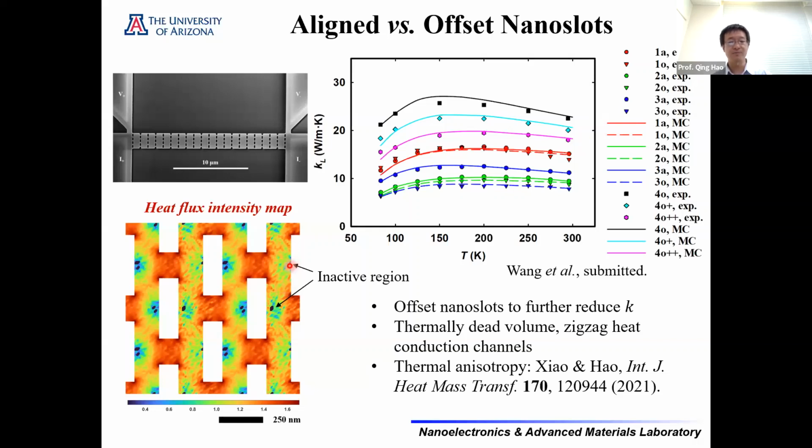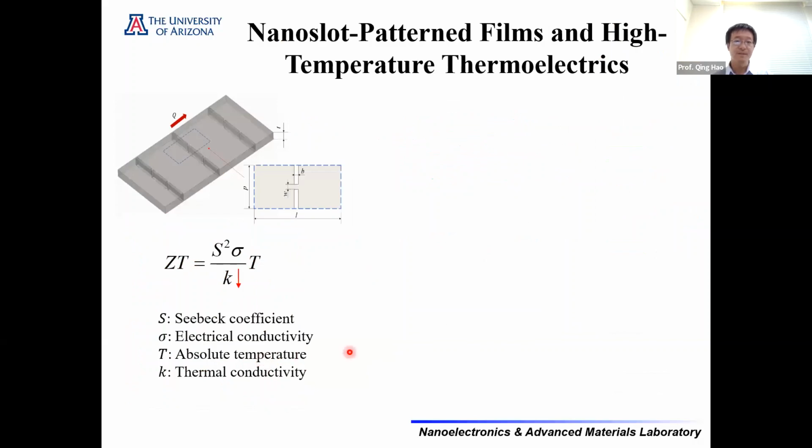And one advantage for nanoslot pattern is that we can not only change the thermal quantity, but also change the thermal anisotropy, right? Basically, the thermal quantity is not isotropic along the 2 directions, perpendicular to the nanoslot or along the nanoslot direction. And so this will give us a lot of flexibility in thermal designs for the thin film. As I mentioned earlier, nanoslot pattern can also be used to benefit thermoelectric applications.